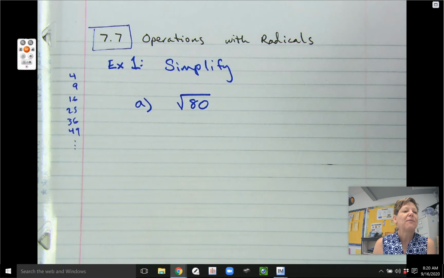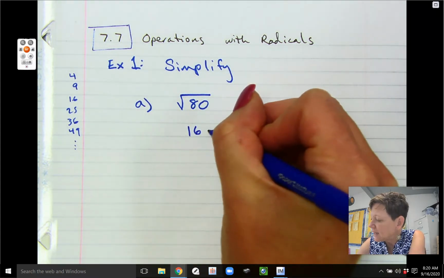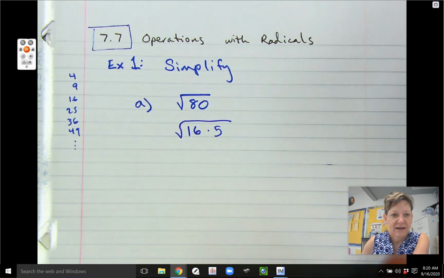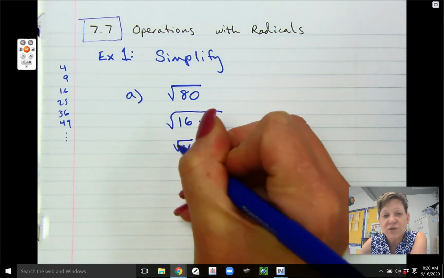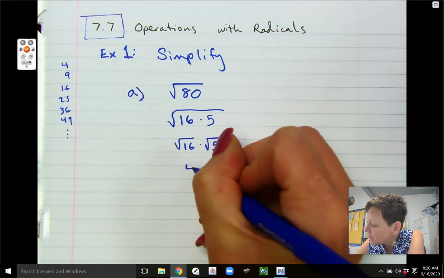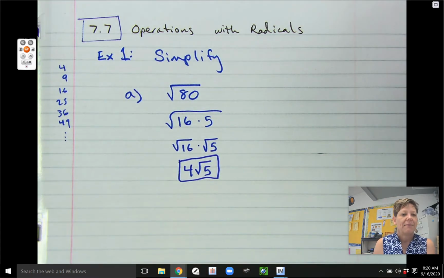Okay, and what is the biggest perfect square you can find inside of 80? If you think the answer is 4, you haven't found the biggest one. And if you use 4, you'll have to do the problem twice, essentially, or the work involved twice. So I would use the biggest perfect square, and that would be 16. So we would change 80 to 16 times 5. Then you would have the square root of 16 times the square root of 5, and the square root of 16 is 4. So the answer is 4 root 5. You have done that before, but this is just a review of how to simplify a radical.